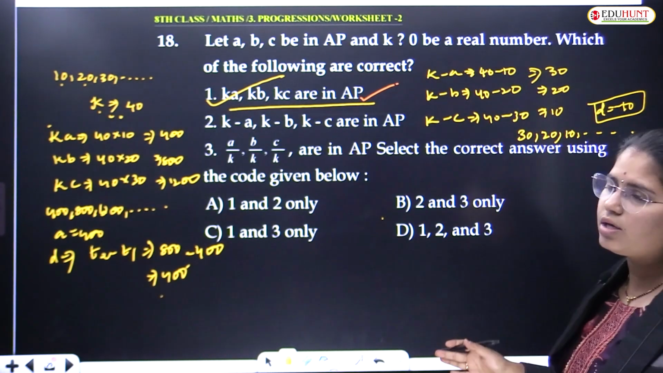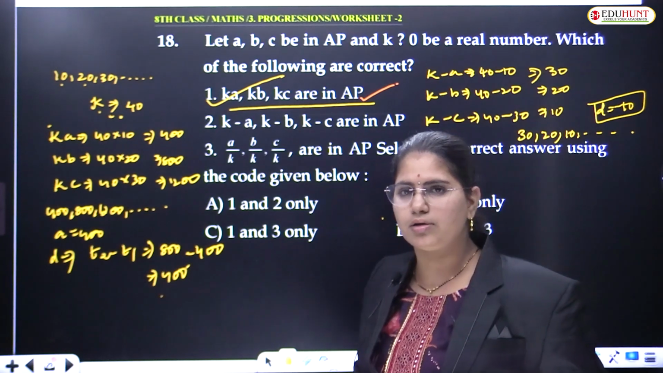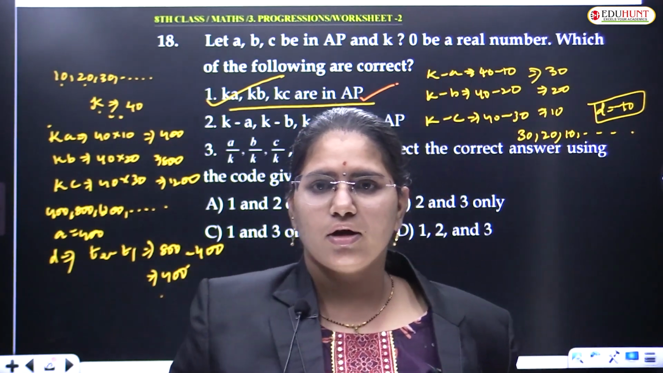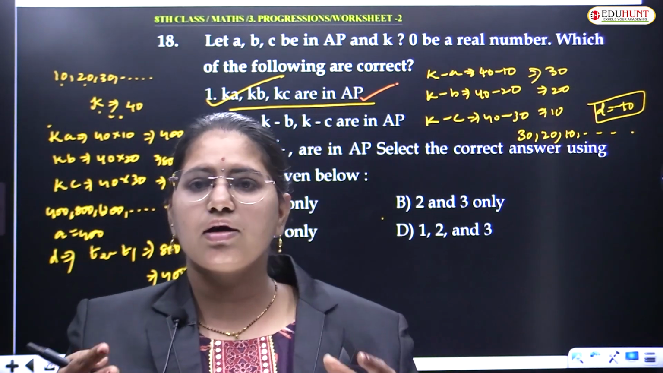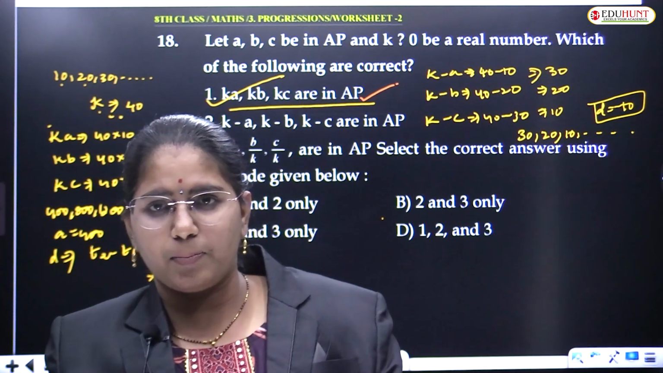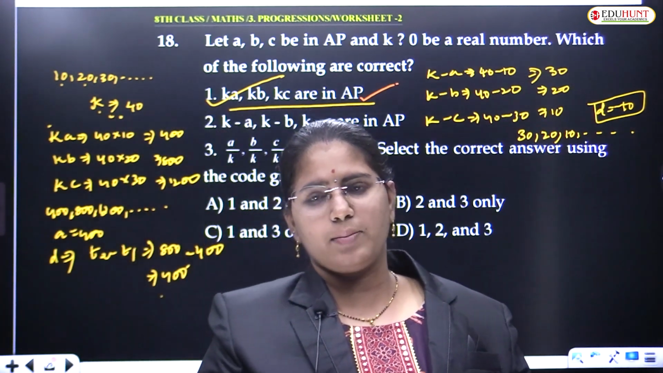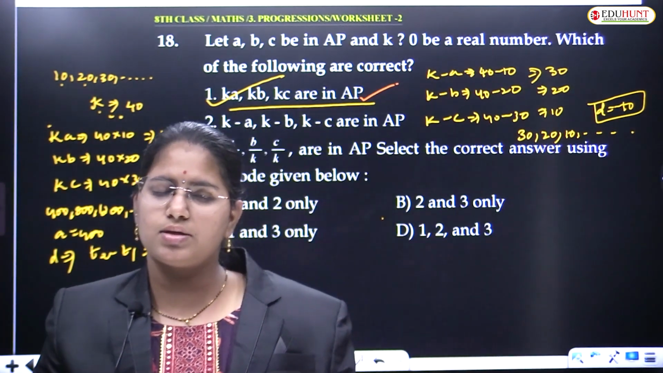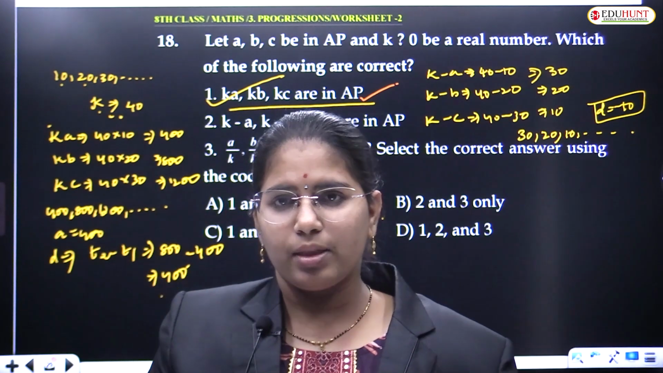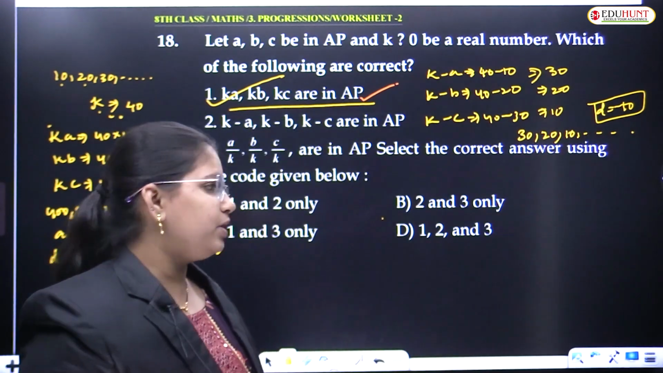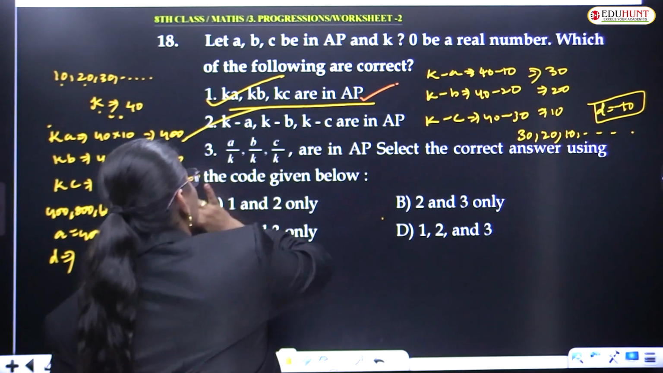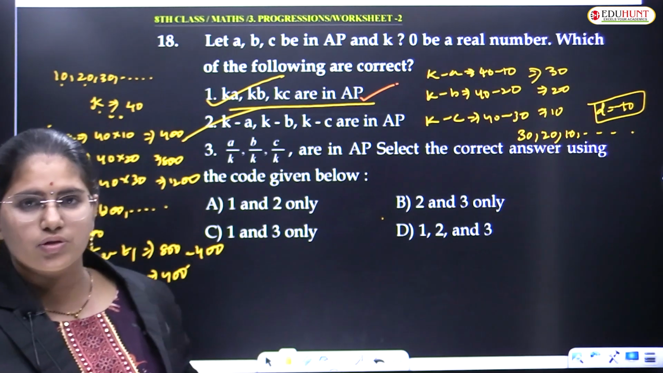So what's wrong in that? There is nothing wrong, right? So even if you are taking K, A, B, C in AP, we will get K minus A, K minus B, K minus C also in AP. Correct? That means the second statement is also correct. 1 and 2 both are correct.